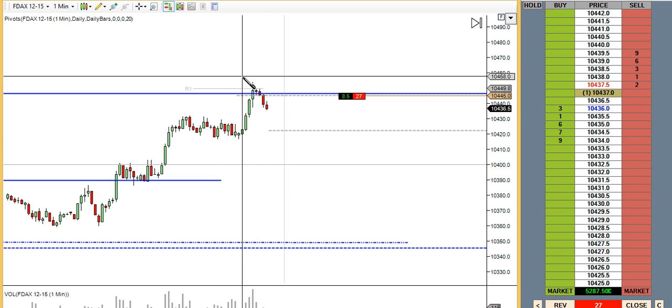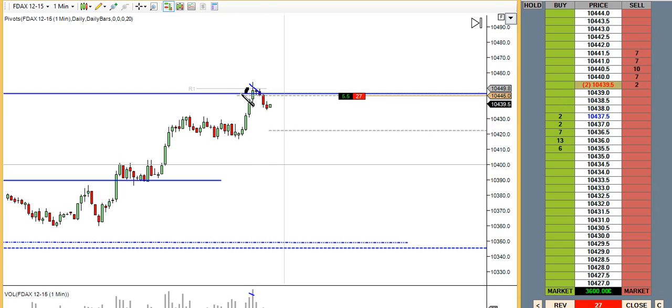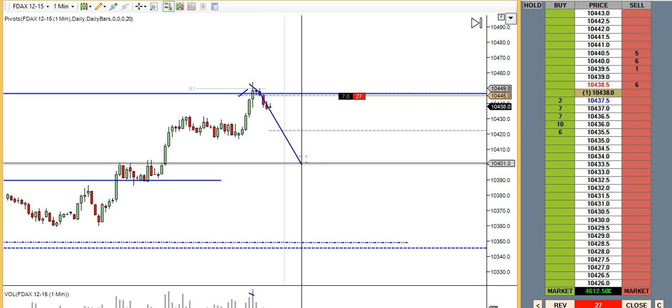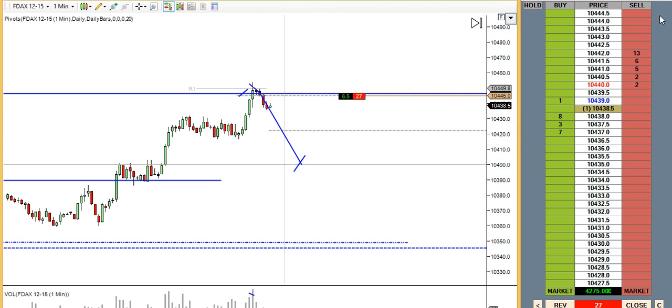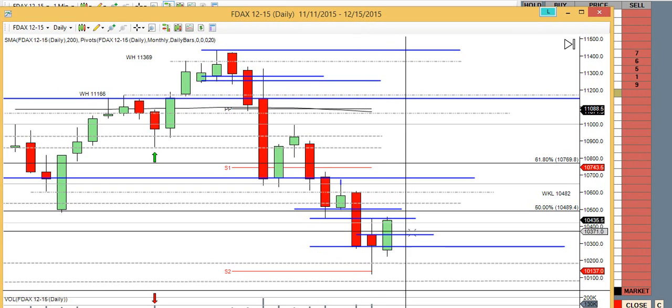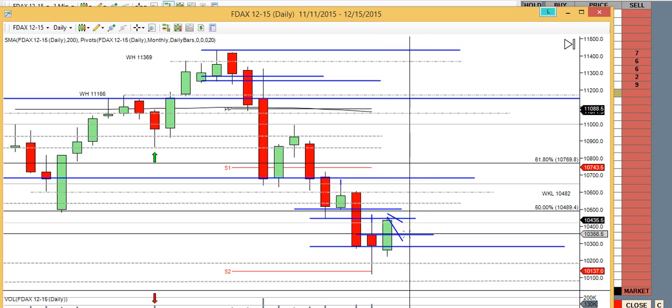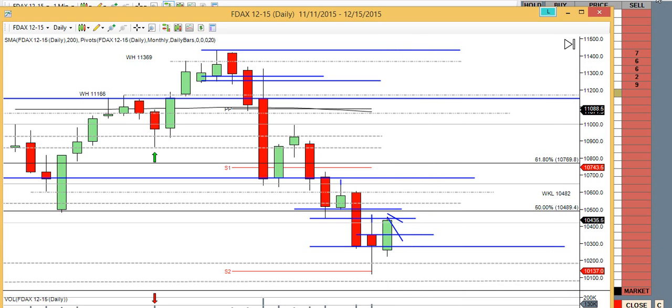Let's see now if this flash up move with a volume spike right here at the resistance 1 pivot point at the 50s level will hold and the index will pull back down to the 400s. If we put this in perspective on the daily, here we have just retested yesterday's high. Let's see if this could prove to be a good short opportunity and for how long.